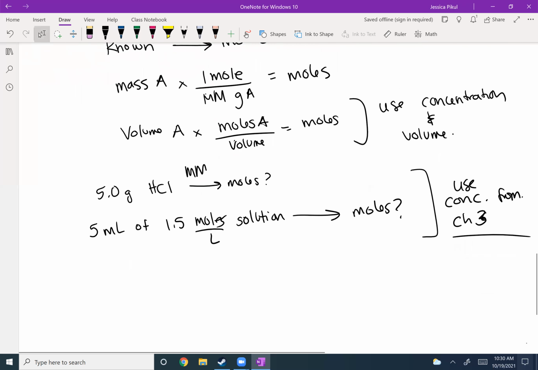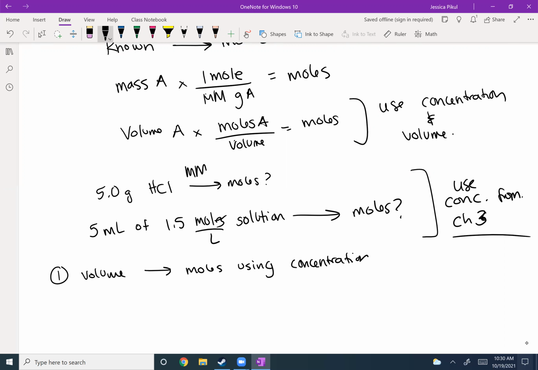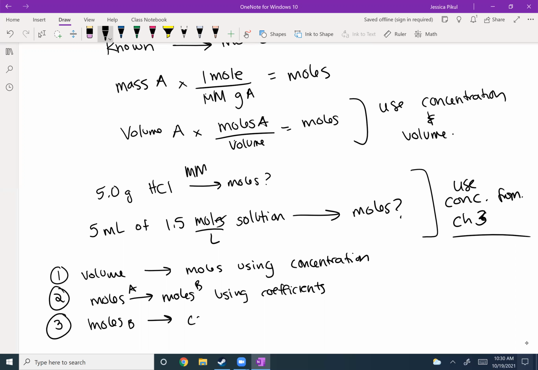For titrations, you can just do this like a solution stoichiometry problem. It's the problem solving strategy where, okay, first I'm going to convert my volume to moles using concentration as a conversion factor. Then 2, you convert moles to moles using coefficients. And then 3, you convert your moles of, let's say it's A to B, of B to concentration by dividing by the volume.